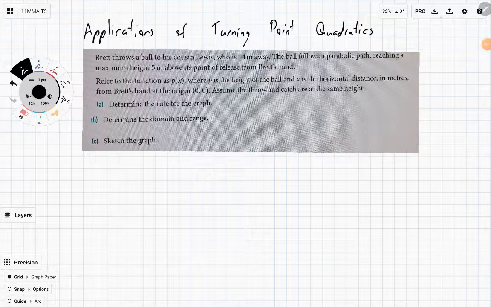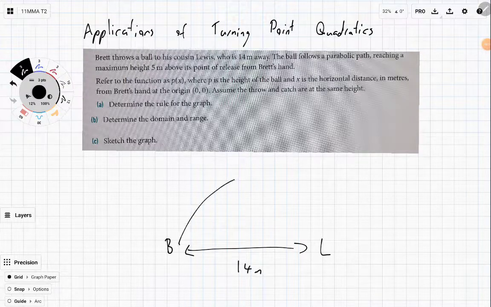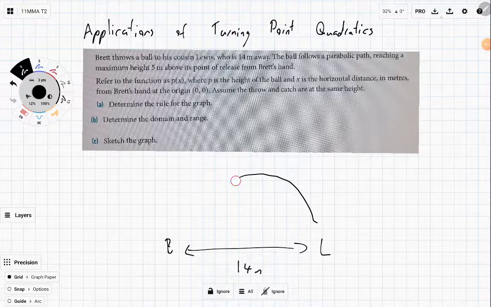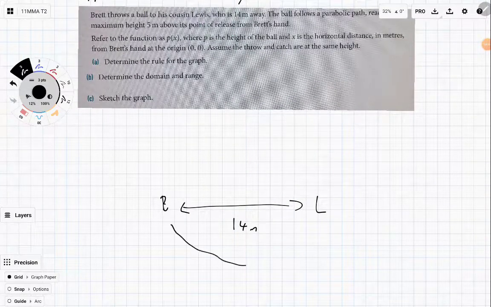So Brett throws a ball at his cousin Lewis, who is 14 meters away. The ball follows a parabolic arc. This is where I'm going to use a bit of my intuition, right? It's going to look like that. The ball is not going to travel through the ground. You know, it's not doing this.